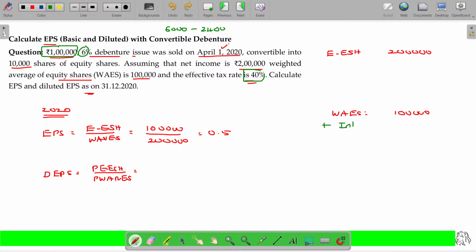In the next year, interest saved will increase the earnings available to the equity shareholders. Add interest saved. After the conversion of debenture into equity share capital, you don't pay the interest. If you don't pay the interest, 6,000 profit will increase. Earnings before tax increases by 6,000. Tax 40% will go off. So increase in earnings available to equity shareholders being this much, 3,600. Now the increased earnings available to the equity shareholders being 2 lakhs 3,600.